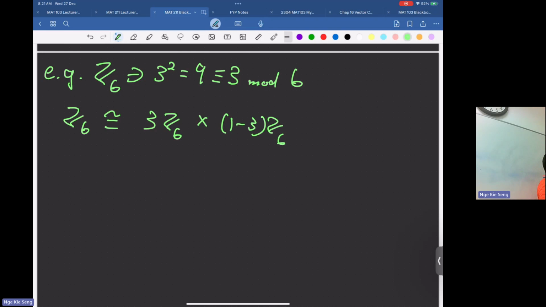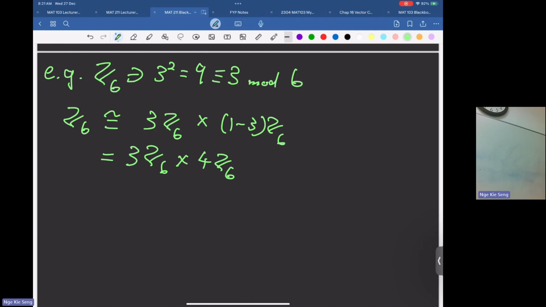So what on earth is this? What is 1 minus 3 in Z6? 4. Okay. So what does 3 times Z6 mean? What does 4 times Z6 mean? In 3Z6, I multiply everything in Z6 by 3. In 4Z6, I multiply everything in Z6 by 4.